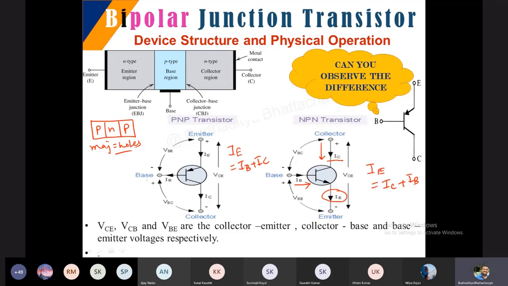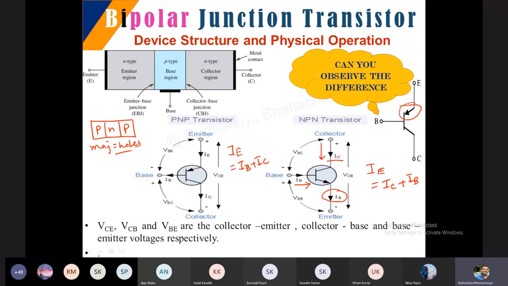This is clear for us, how the symbols change. Can you observe the difference? See here. If the arrow is inward, towards the base, that indicates that a PNP transistor is being used. So the difference between the nomenclature of NPN and PNP has been established by this figure. Naturally, the operations will also be different, just the opposite. One will be opposite to another. So if you know one, you can explain the other as well.